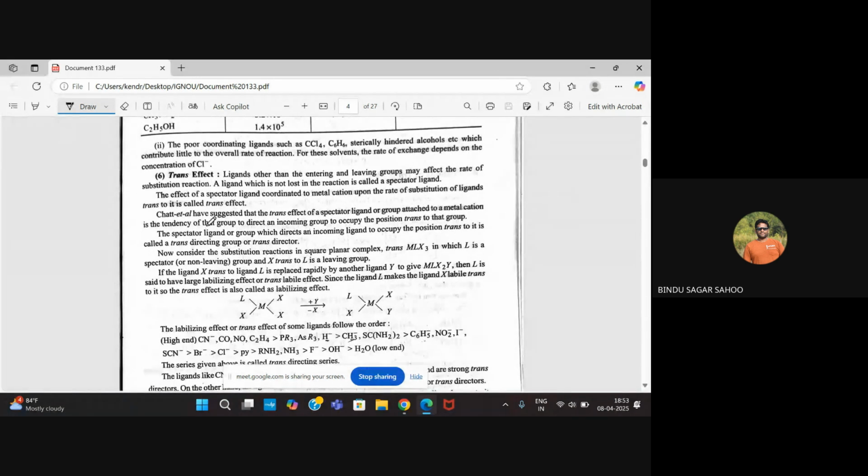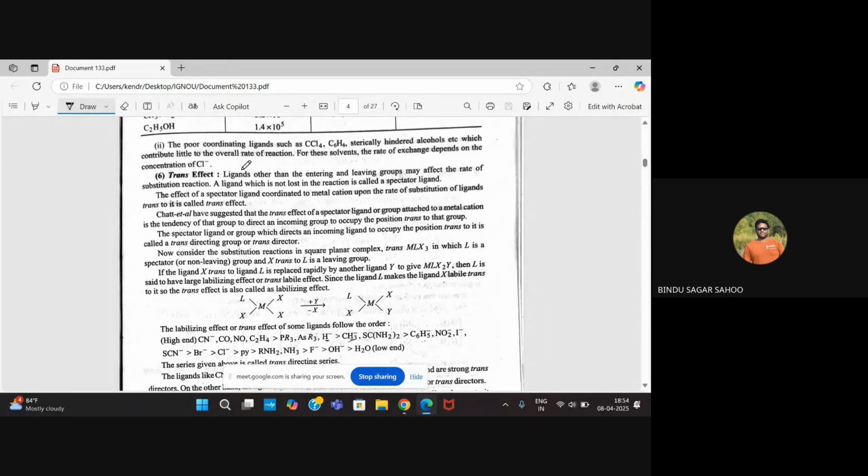Okay. The second factor is the trans effect. The trans effect is one of the most important effects. Most of the time, the question will come from this effect, trans effect. So trans effect is a kinetic factor. It is not a thermodynamic factor. That means when we are discussing the ligand exchange rate, we are discussing the kinetic stability. So the first thing is that it is a kinetic phenomenon.